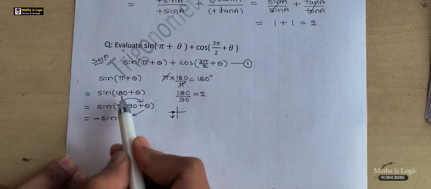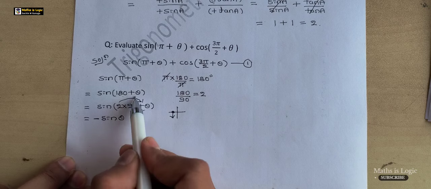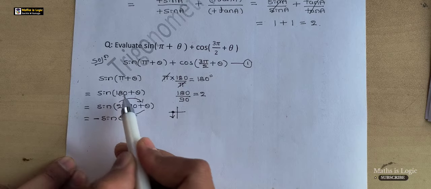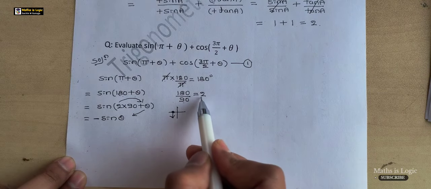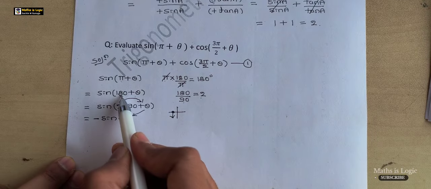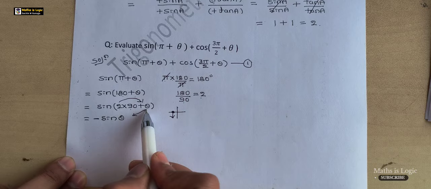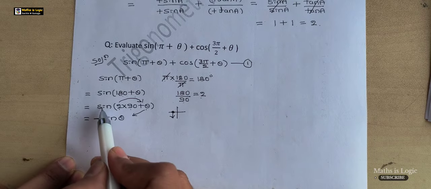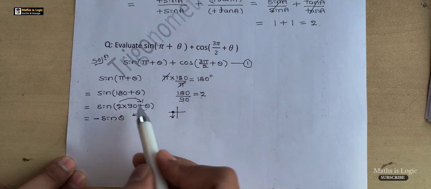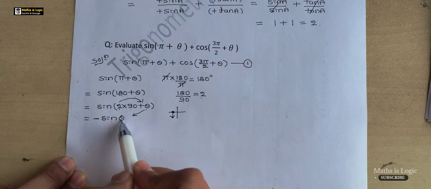Therefore replace pi by 180 plus theta, keep it as it is. Next, 180 divided by 90, we will get 2. Therefore 180, how to write? 2 into 90 plus theta, keep it as it is. Because of even number, sine remains sine. Next, theta, keep it as it is.